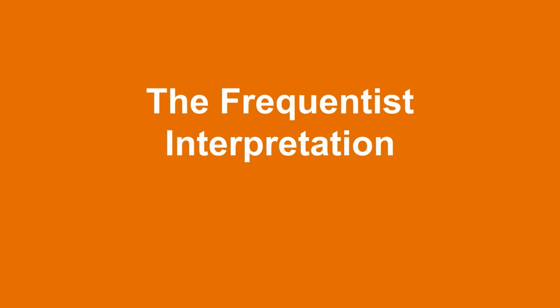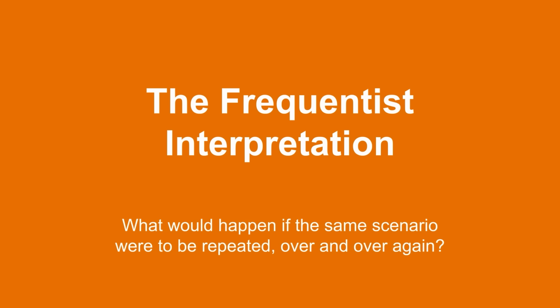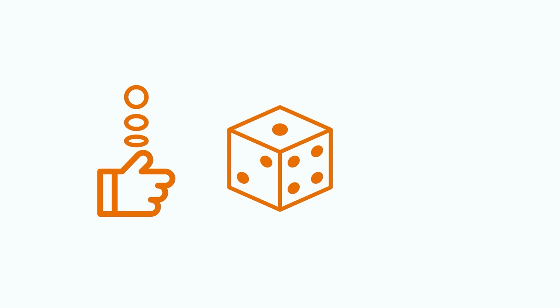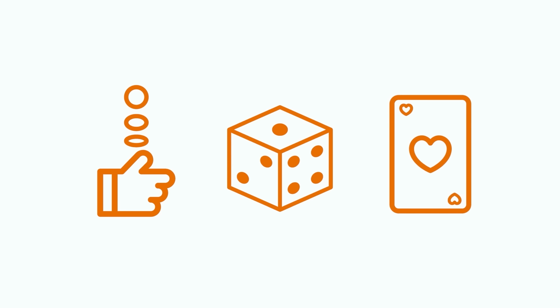The frequentist interpretation describes probability in the context of what would happen if the same scenario were to be repeated over and over again. How often would the event we're talking about actually happen successfully? This interpretation makes a lot of sense for scenarios that are easily repeated, such as flipping a coin, rolling a six-sided number cube, or dealing out 5 cards from a deck. If you were to flip a coin 10 times, how many heads would you expect to get?